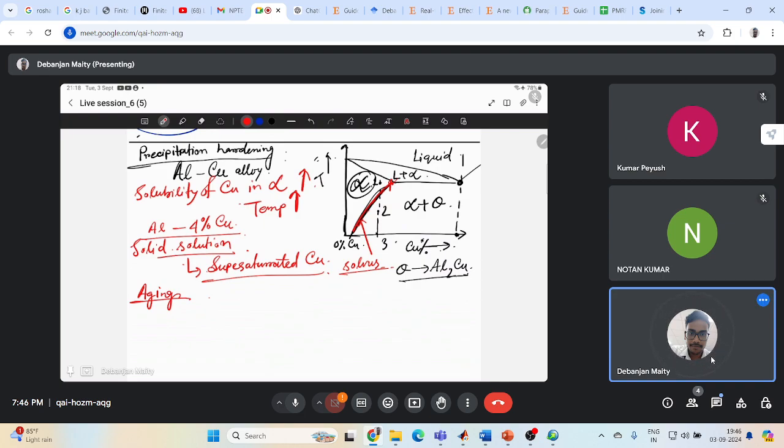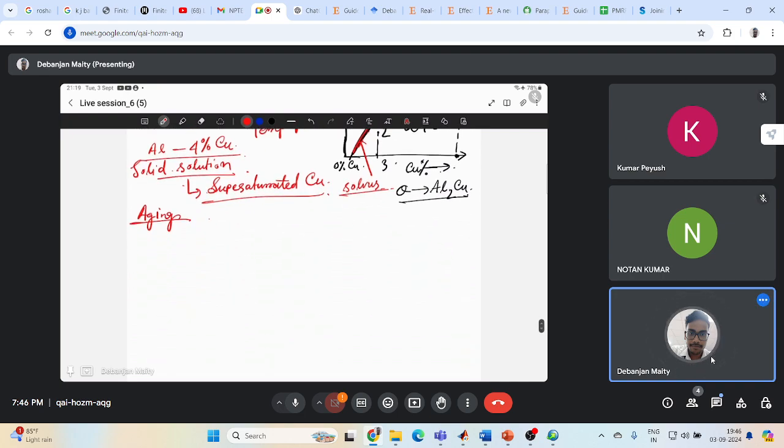What is aging? This allows the strengthening phase to precipitate from that supersaturated solution. So in artificial aging, you heat up the metal at a certain temperature. It can be somewhere around 100 to 200. And if you are doing aging for a longer amount of time, it is called natural aging. That is also aging. So it will form something like this.